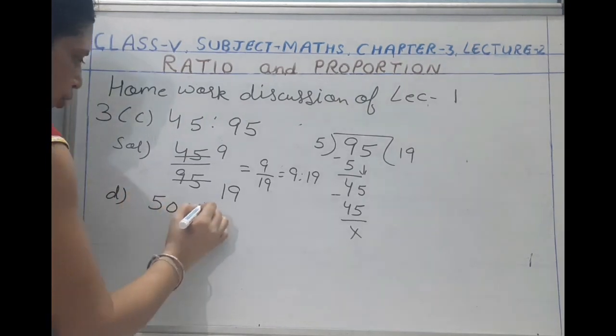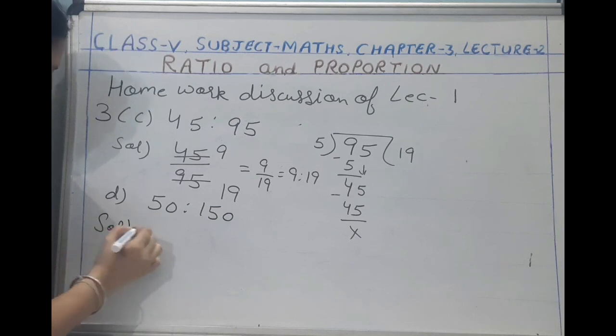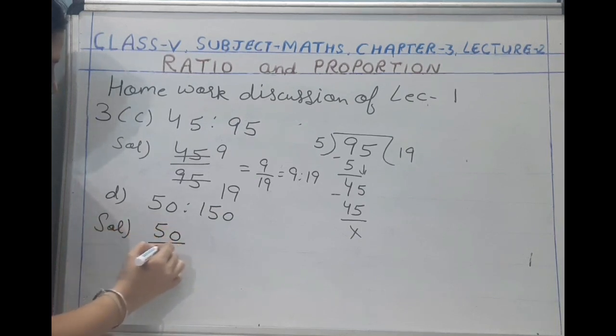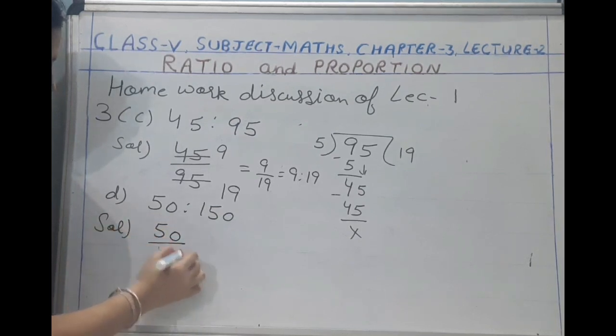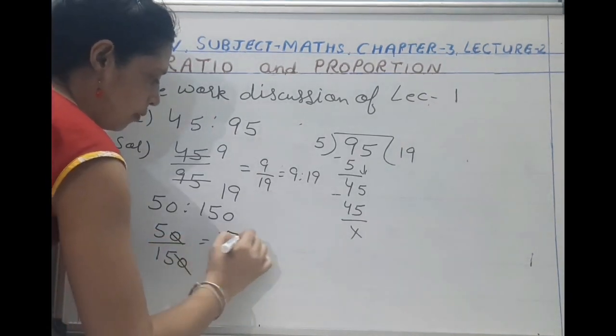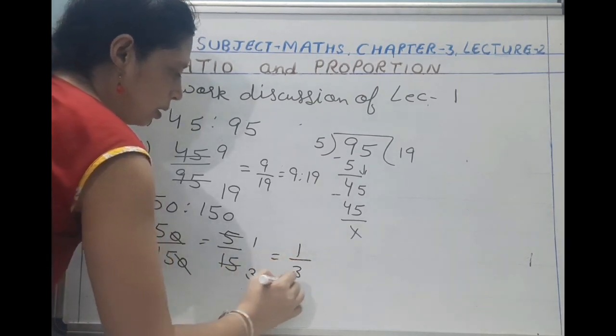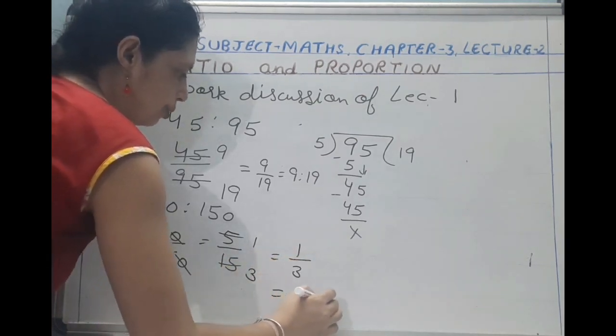And D part, 50 ratio 150. So 50 upon 150, cancel the 0. Now it has become 5 upon 15. 5 1s are 5. 5 3s are 15. 1 upon 3 can be written as 1 ratio 3.